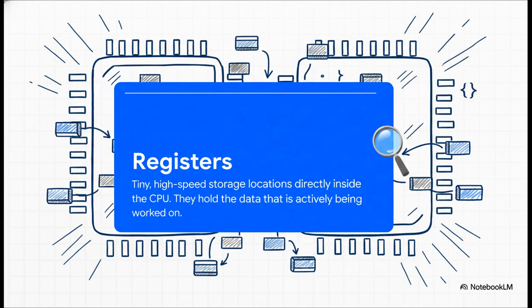And finally, for our core components, we have registers. Think of these as the CPU's own personal, super-fast scratchpad. They're tiny bits of memory located right on the CPU chip itself. So instead of having to go all the way out to the main memory, the CPU keeps the data it's working on right this second in these registers for instant access.